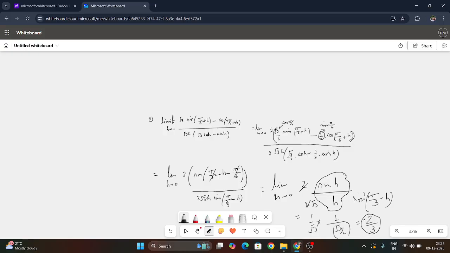So this is a very easy question, not so difficult. You only have to learn how to use the basic trigonometry formulas. We did that, then we used the limit and got the answer, which is 2 by 3. I hope it is clear to you.